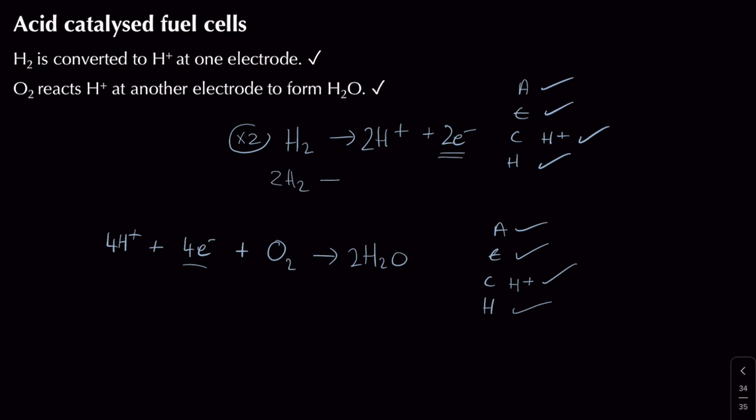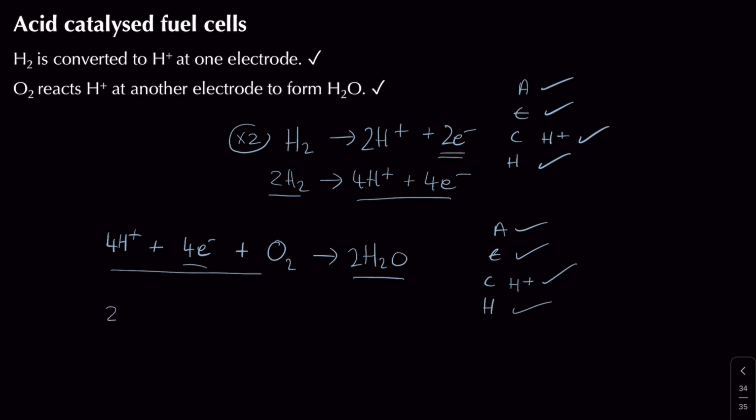So I end up with 2 lots of hydrogen. That's going to give me 4 lots of H+, and then 4 lots of electrons as well. Now I combine them together. So my reactants, which is all of that and then all of this, give me my products, which is all of this and then this as well.